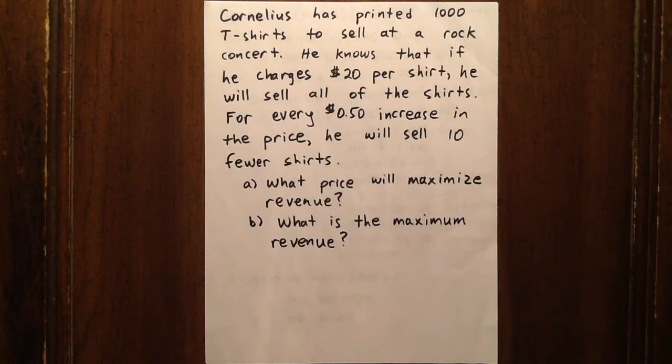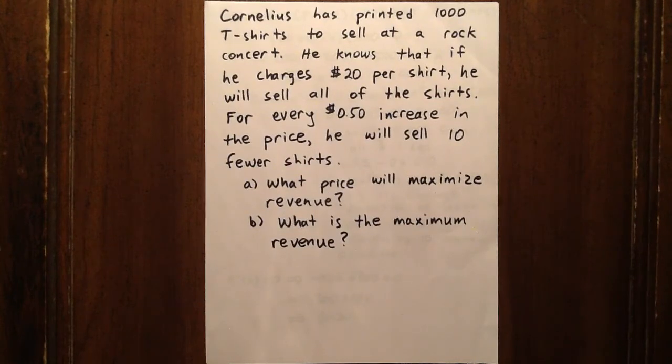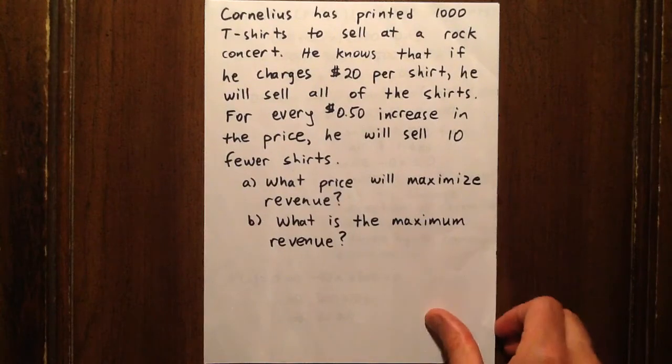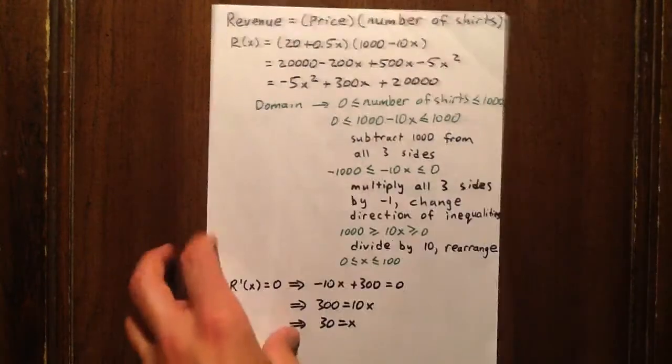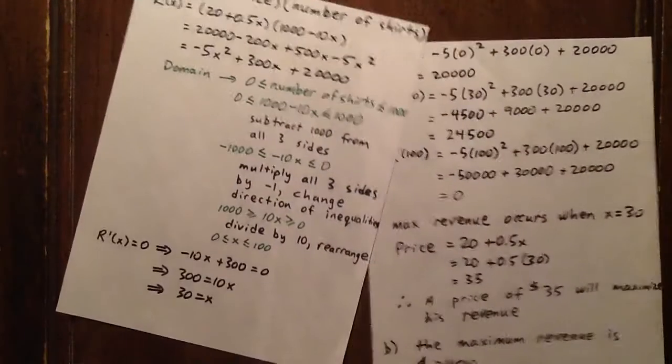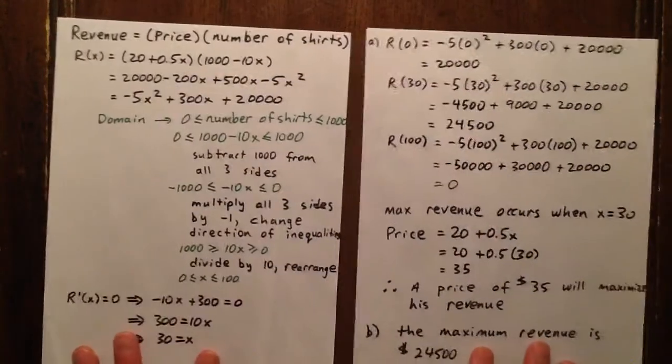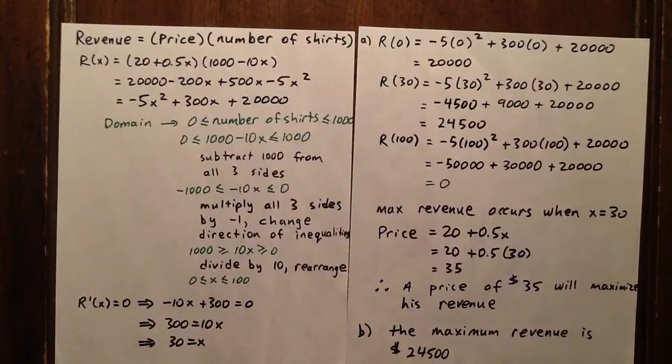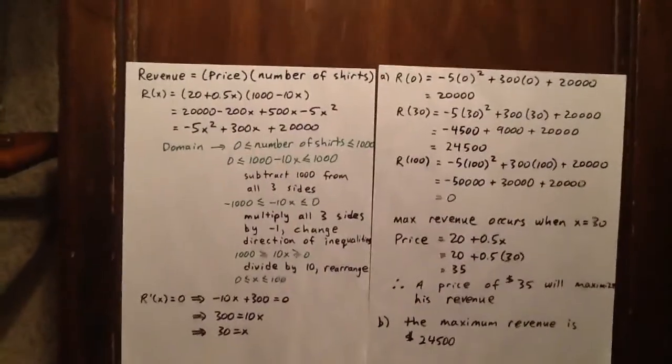This is kind of a classic revenue question. What we want to do in this question is find out what Cornelius's maximum possible revenue is in selling his t-shirts. Now, because of the domain considerations, it's kind of a lengthy answer, so I'll try to give you a screenshot here before discussing it.